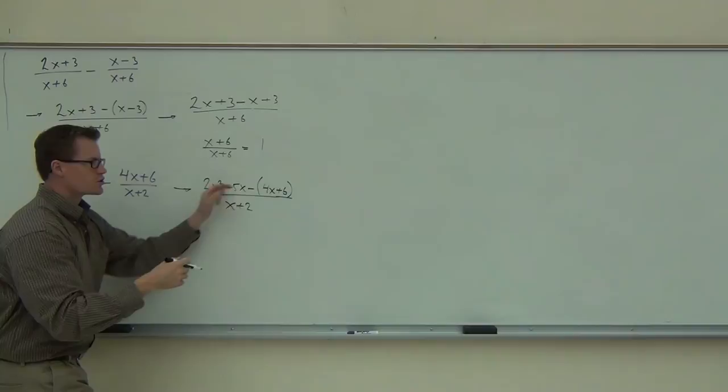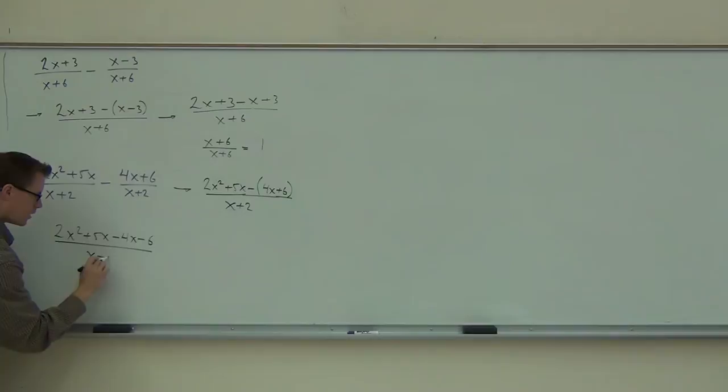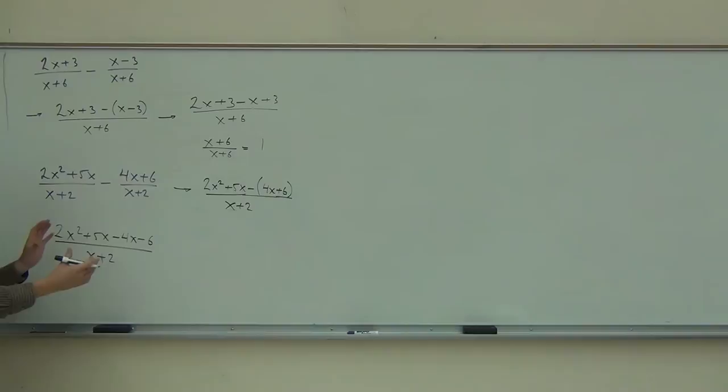When we do this, we're going to distribute that negative, and we'll get 2x squared plus 5x minus 4x minus 6, all over x plus 2, and I need a show of hands how many people made it at least that far. Good for you. You have all the signs right, right? Awesome. Okay. Now we'll combine like terms because we know we can't simplify yet. We're going to try to factor just after this.